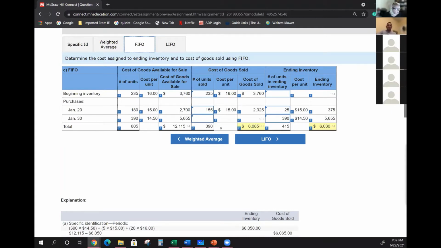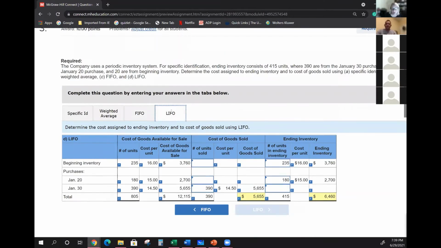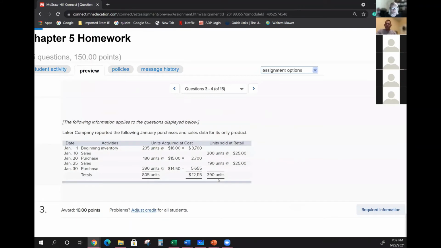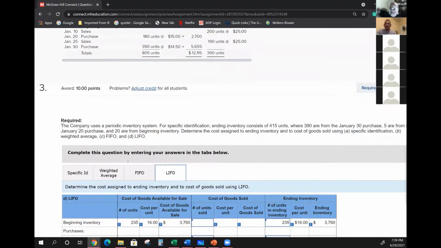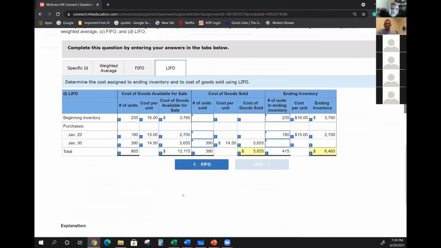I got it. Okay. Then LIFO, you're doing the opposite. Since we're using periodic, we're looking at the same thing, which is 390 units sold. Where am I starting? The last one. So how many did I have in the last one? 390. So I can take all of them. I'm taking that 390 from the last batch.